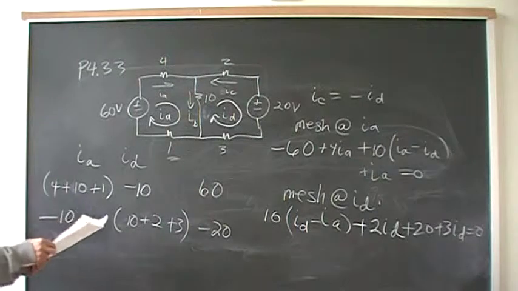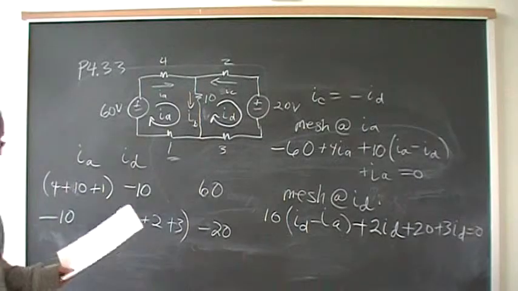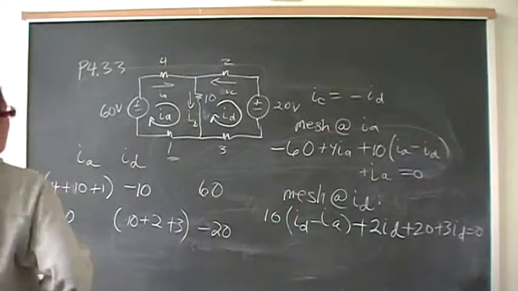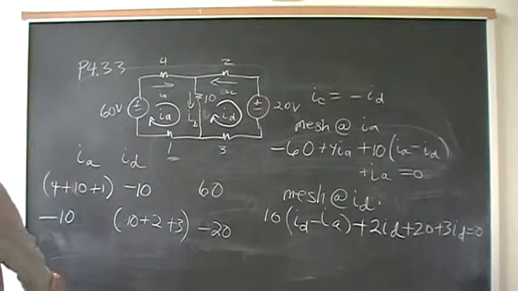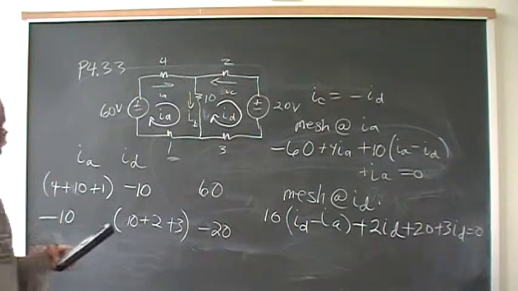Okay, so I'm going to double check. 4, 10, 1, minus 10, 60, 10, minus 10. Okay, so that matches, and just as a second double check, I'm going to go ahead and compute that. So you go to your matrix solver, you go new, 3, you have two equations and two unknowns. So 4, 10, 1, negative 10 and 60, negative 10 and 10 plus 2 plus 3, and negative 20. So I'm going to solve that.